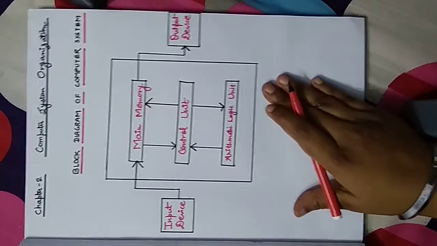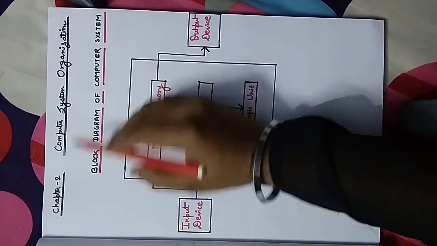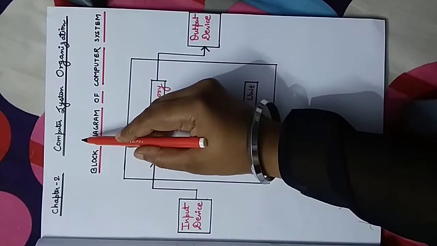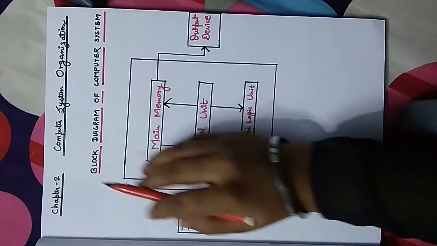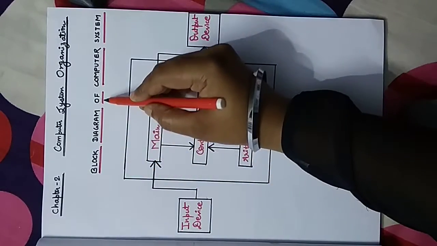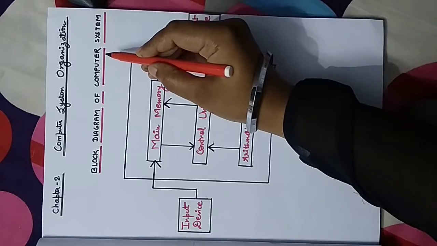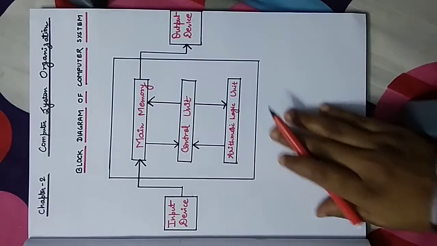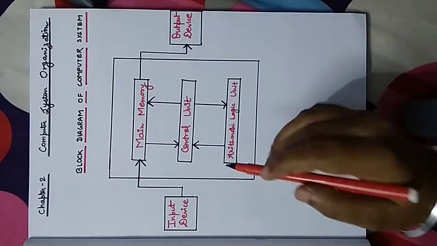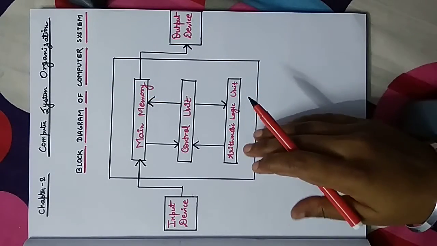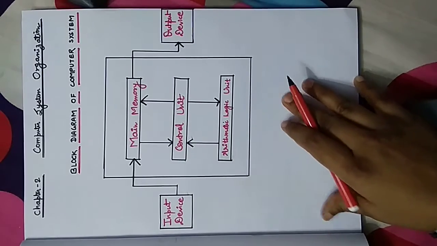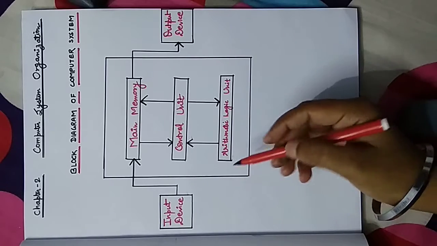Today we will start chapter 2, that is computer system organization. And in this chapter today we discuss the block diagram of a computer system. Through this block diagram we understand the proper way our computer system works. So students, see this diagram.